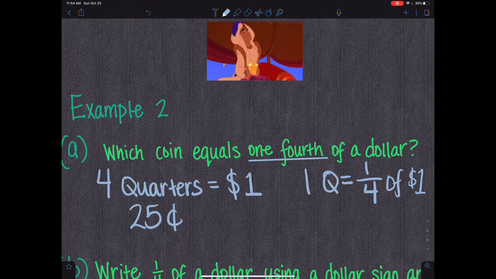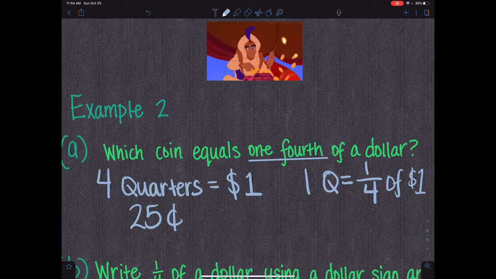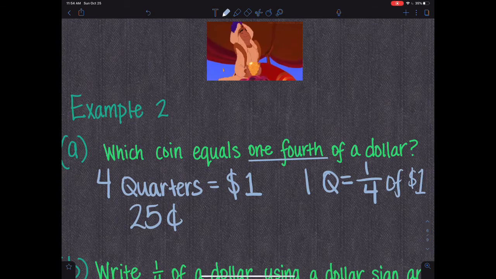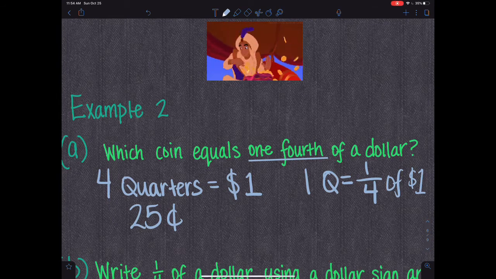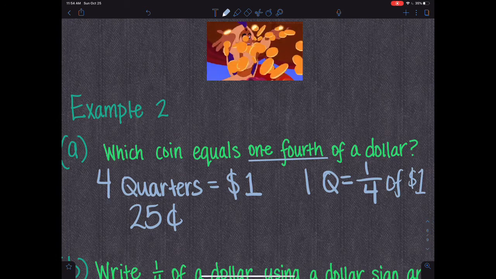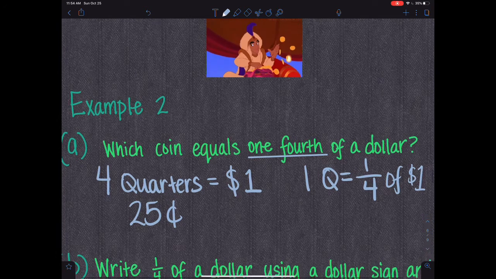And in fact, the term quarter means a fourth. So if you quarter something, like a verb, if you quarter a pie, that means you cut it into 4 big pieces. Ooh, that sounds good right now, doesn't it? Okay, so 4 quarters is $1, 1 quarter is 1/4 of $1, and a quarter is 25 cents. Lots of things to learn there.